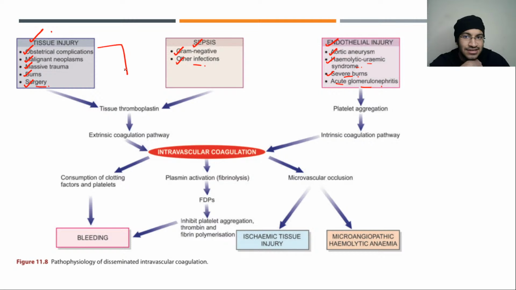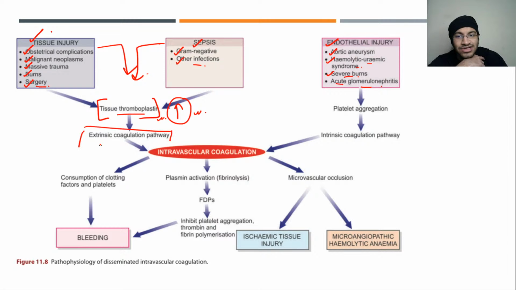Then these two etiologies will be causing tissue thromboplastin, or will be releasing or will be increasing the serum tissue thromboplastin. Then extrinsic coagulation pathway will takes place, और ये एक्टिवेट हुआ तो इंट्रावेस्कुलर कोगुलेशन तो स्टार्ट हो गई जो हमने अभी डिस्कस करी. देन व्हाट विल हैपन, प्लाज्मिन एक्टिवेशन हुआ और फिब्रिनोलिसिस स्टार्ट होगा. फिब्रिनोलिसिस स्टार्ट होगा तो एफडीपीज बनेंगे. एफडीपीज विल इनहिबिट द प्लेटलेट एग्रीगेशन, थ्रोम्बिन एंड फिब्रिन पॉलीमराइजेशन.